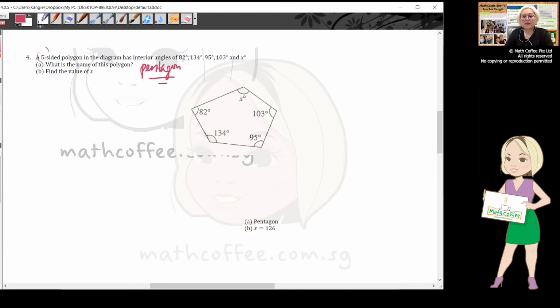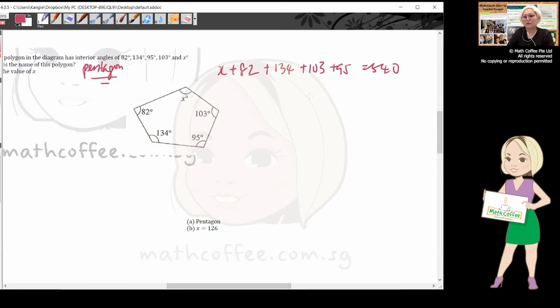Very easy. Why? Because we already know that the pentagon sum is 540, right? So what you need to do is just x plus 82 plus 134 plus 103 plus 95. Total added together should give you 540 degrees. Of course, I'm not going to solve it, and you'll get x equals 126. Easy. Let me just jump to the tough question.